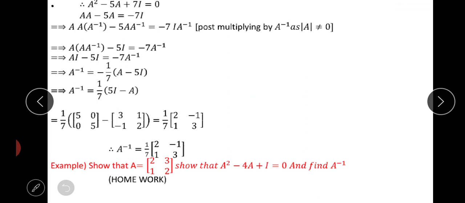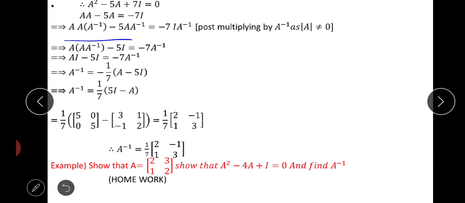See here, A square we write as A into A, minus 5 times A, and you shift the plus 7I to the right-hand side. Now multiply A inverse everywhere: A into A inverse minus 5 into A into A inverse is equal to minus 7 times I into A inverse. Then rewrite this equation, A into A inverse minus 5 A into A inverse.